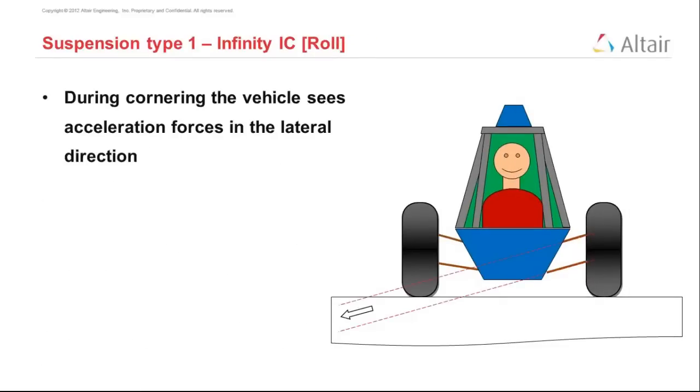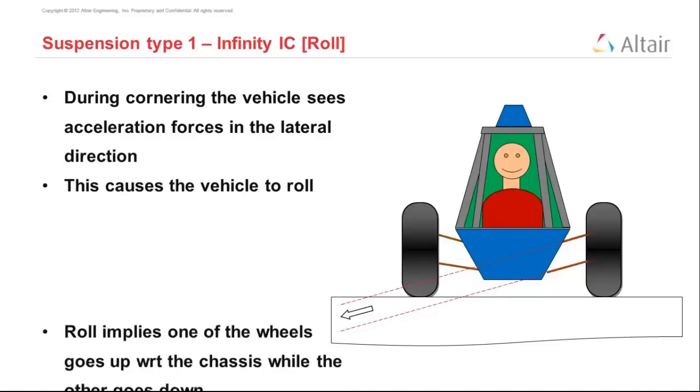Let's see what happens in roll when the CG is at infinity. During cornering, the vehicle sees centrifugal acceleration in the lateral direction, that is the direction towards the left or right of the driver. This causes the vehicle to roll.